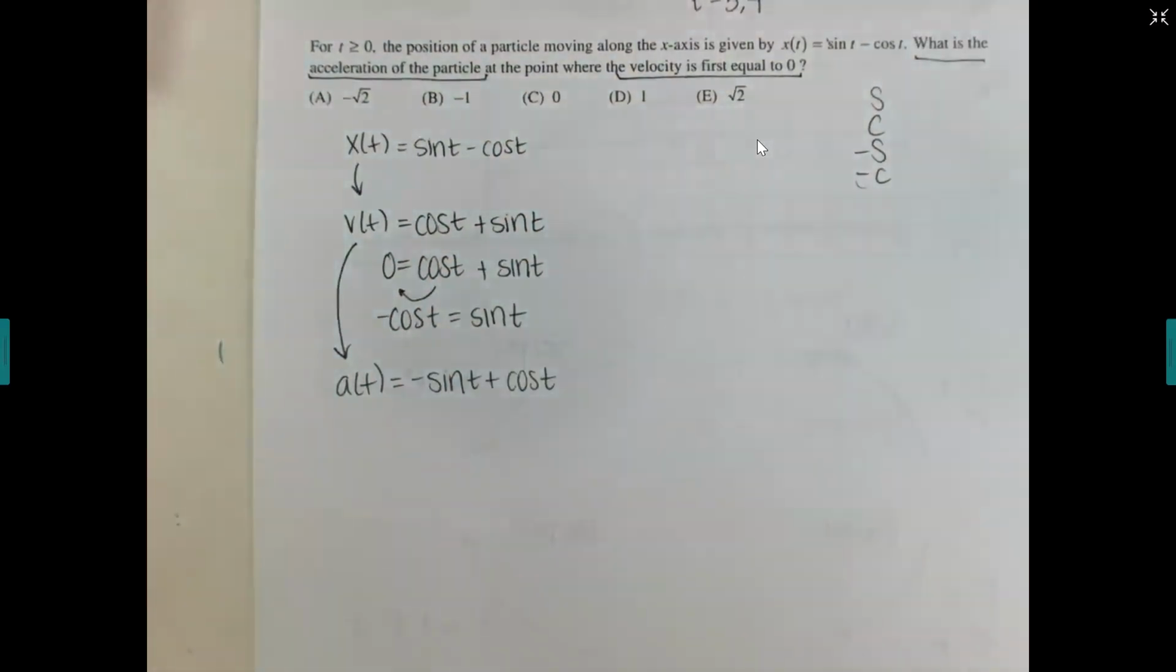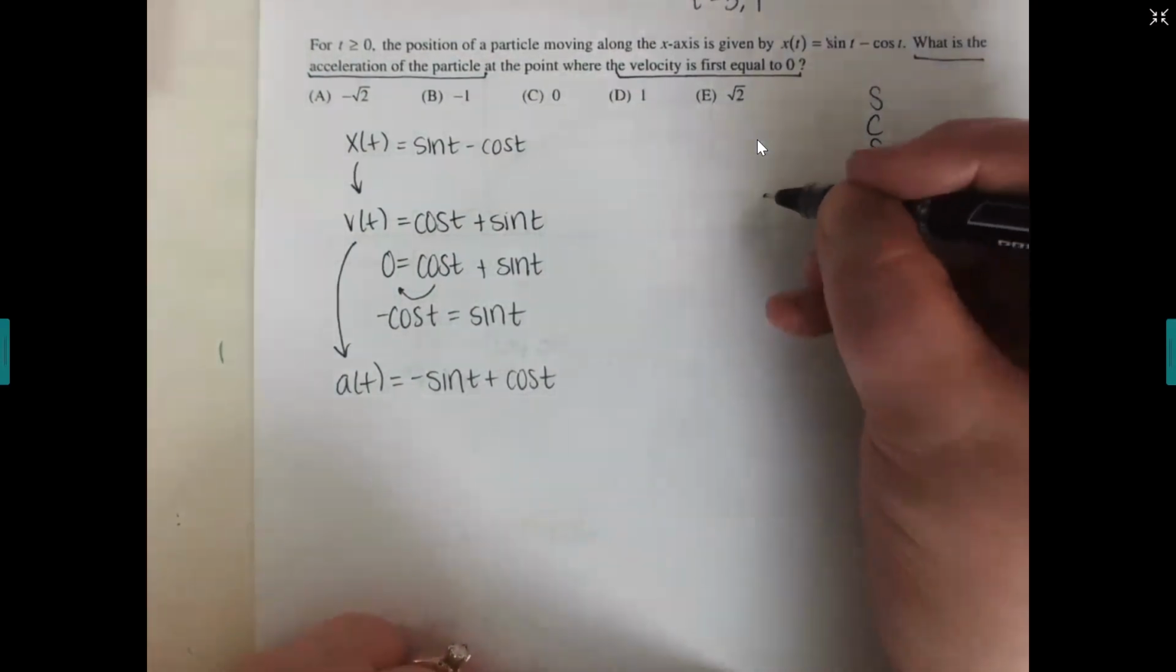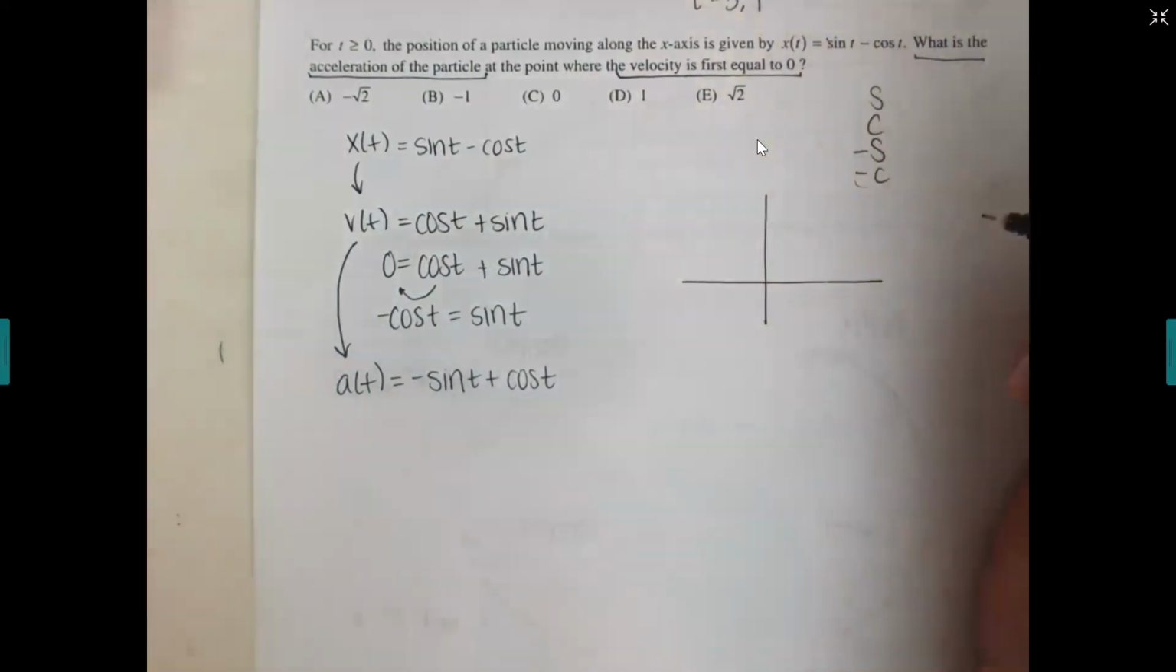Now think about, on the unit circle, at what angle are sine and cosine equal to each other? Okay, on your hand, where are your fingers the same? Top and bottom.